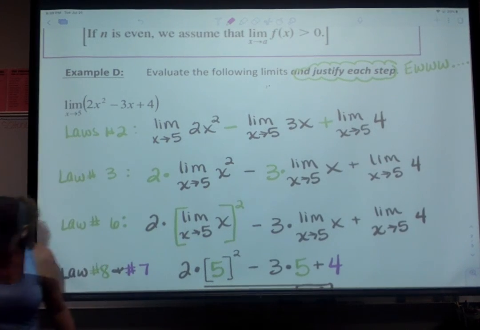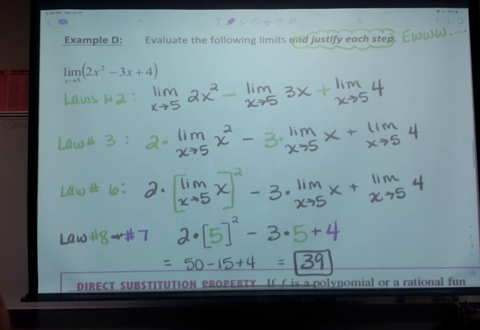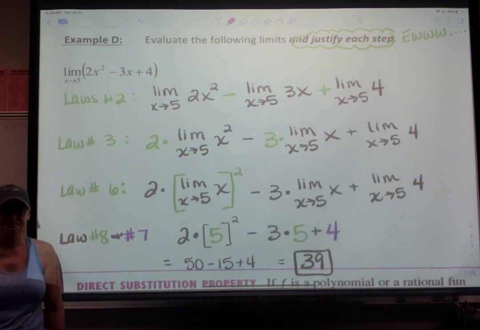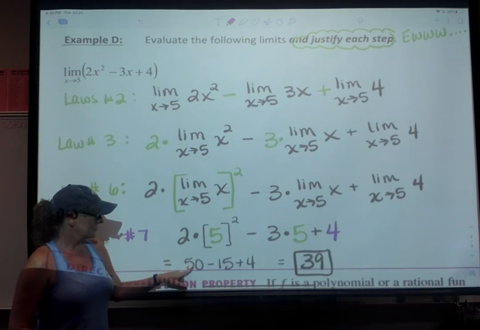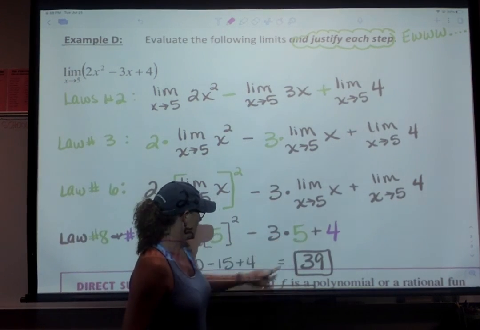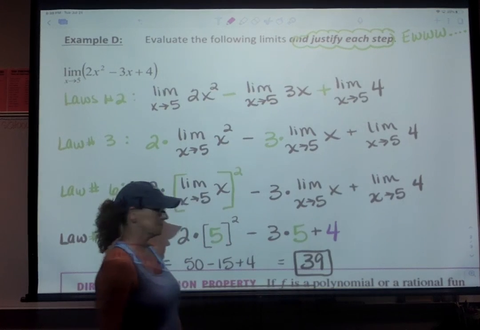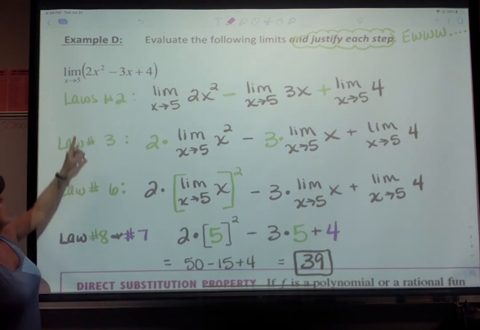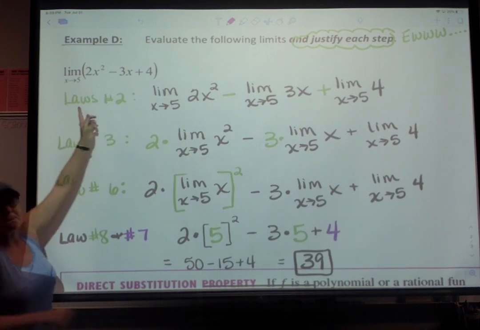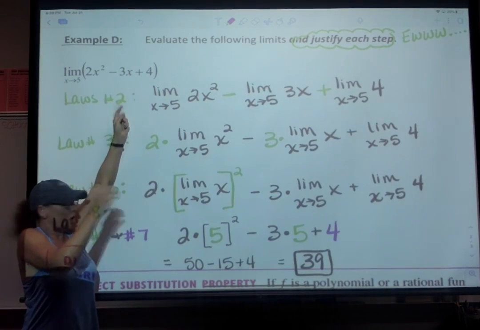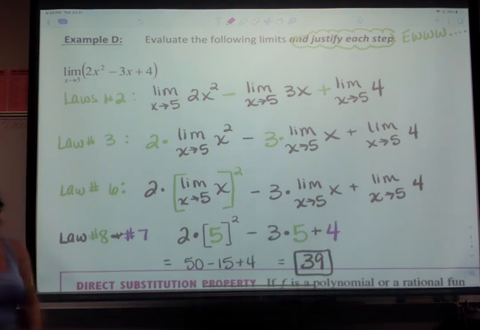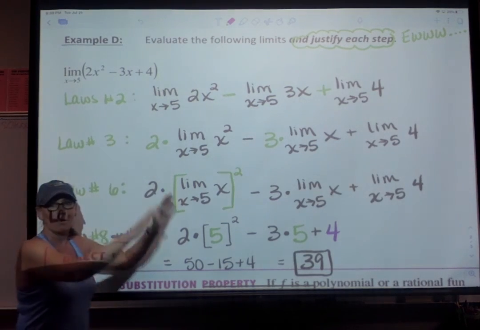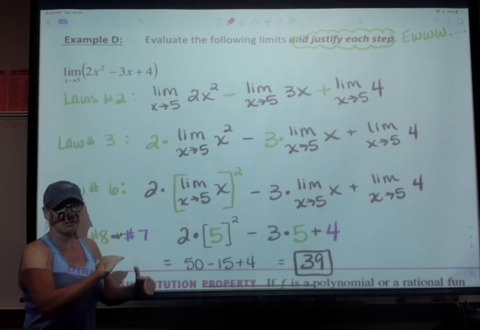Do the math. The answer is 39. I get 5 squared times 2 minus 3 times 5 plus 4. 39. As x approaches 5, the y values on this function are headed toward 39 from both sides. Okay, now I told you we're only going to do that once with all the labeling of all the laws.